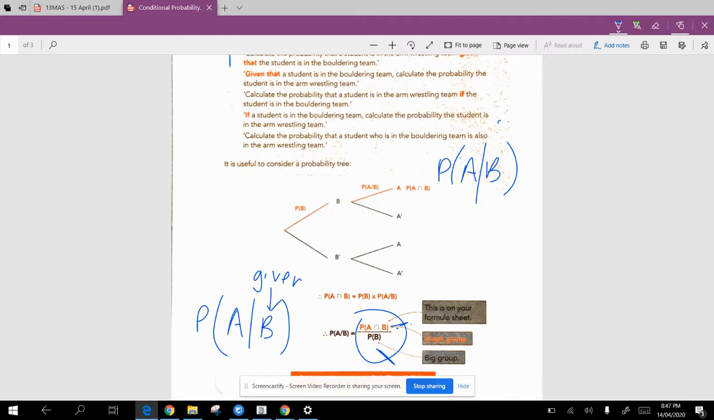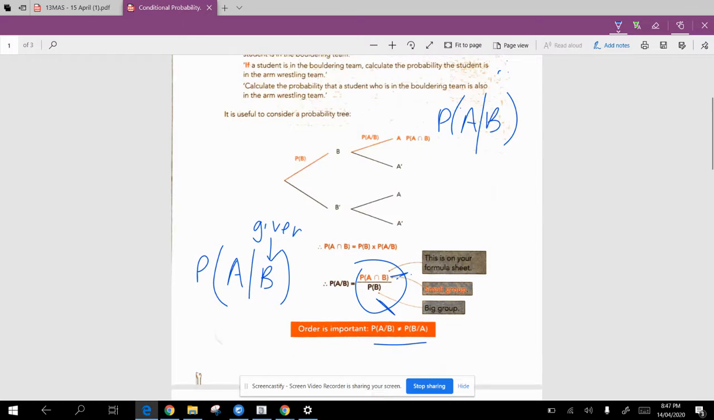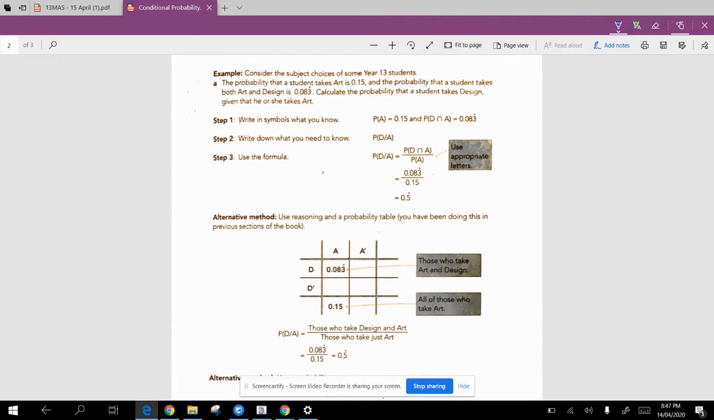So it's like saying you've reduced your sample size down a little bit. Remember when we did two-way tables, first of all we looked at the whole table, and then, given a particular condition, we just looked at that particular condition. And that's what the probability of B is sort of doing there. It is important that the probability of A given B is not the same as the probability of B given A. So we'll look at an example.